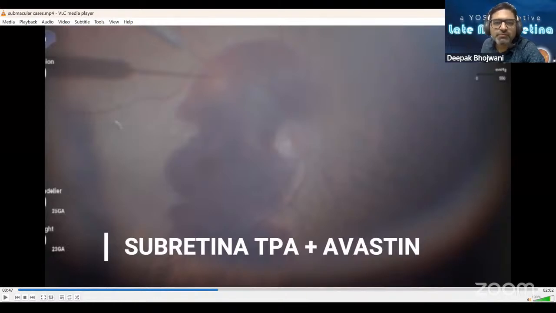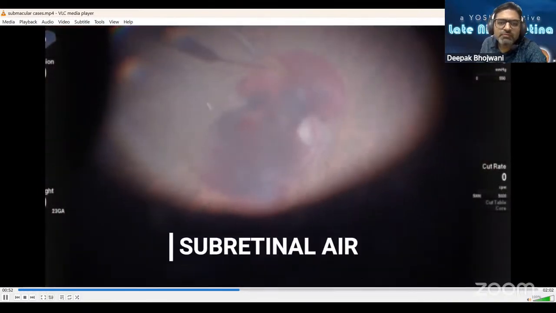TPA is known for doing clot lysis. The clot lysis will happen. And the anti-VEGF, like Avastin, which is used in this case, will tackle the primary pathology. Because I was treating a massive case, there was enough space to inject air also, because I wasn't sure whether the patient would maintain a prone position post-operatively. So this was my thought for using subretinal air.